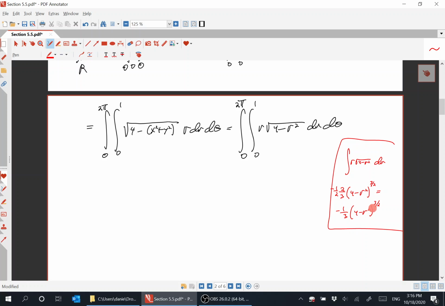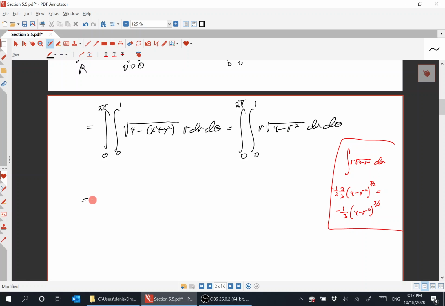Let's double check it. So 3/2 times 1/3 is 1/2, times (4 minus r squared) to the 1/2, times minus 2r. So the minus 2 cancels the minus 1/2 and leaves us this. Okay? So that's the antiderivative. Sometimes it clutters up the main calculation less if you do part of it off to the side, which is what I like to do myself, because you want to keep the main line of calculation as uncluttered as possible.